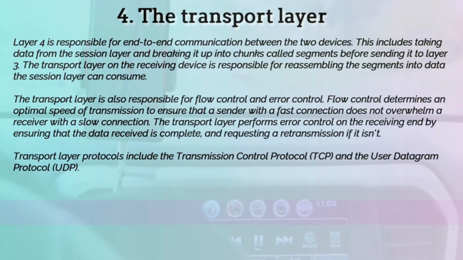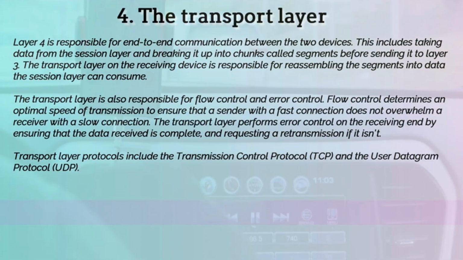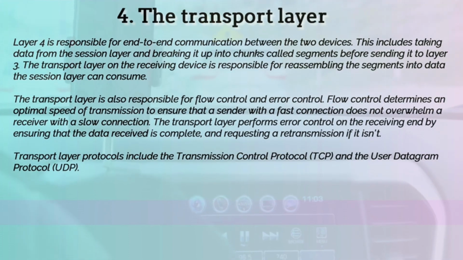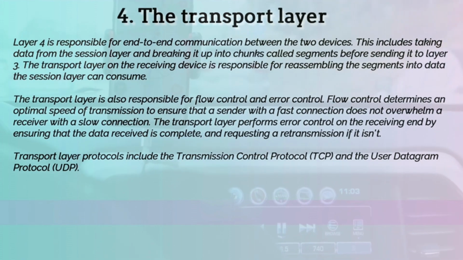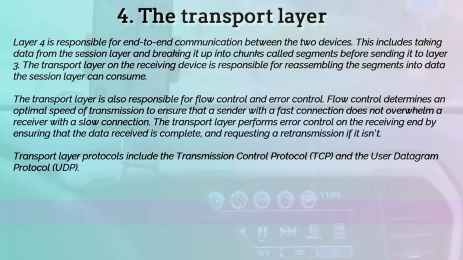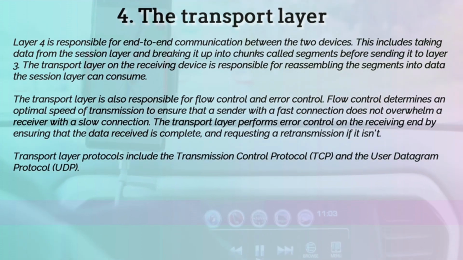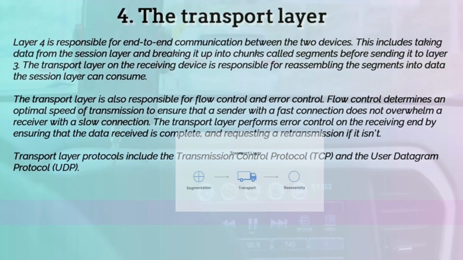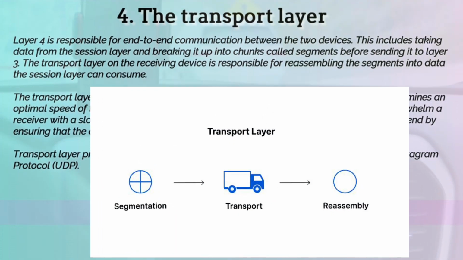Flow control determines an optimal speed of transmission to ensure that a sender with a fast connection doesn't overwhelm a receiver with a slow connection. The transport layer performs error control on the receiving end by ensuring that the data received is complete and requesting a retransmission if it isn't. Transport layer protocols include the Transmission Control Protocol (TCP) and User Datagram Protocol (UDP).